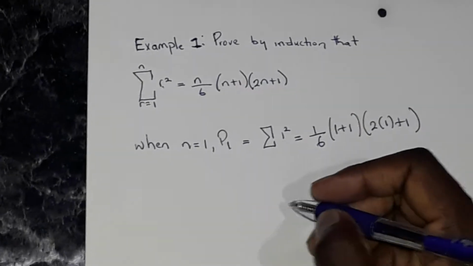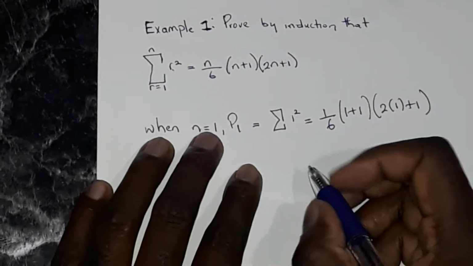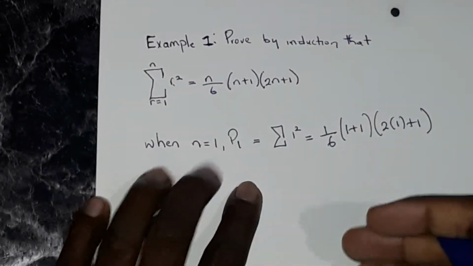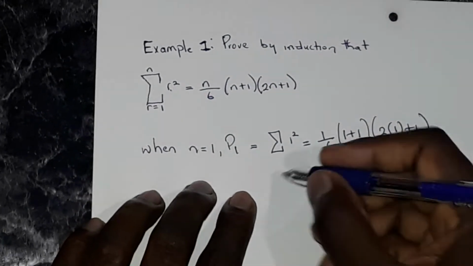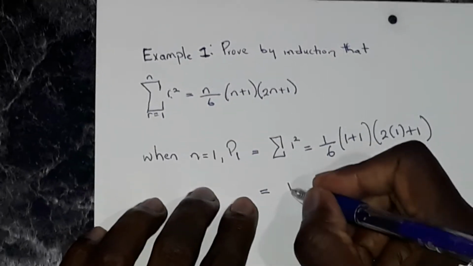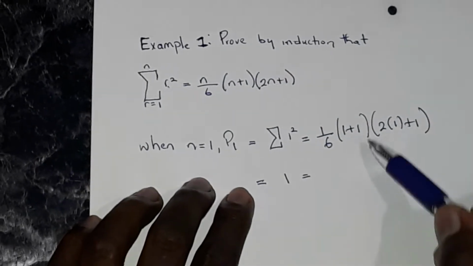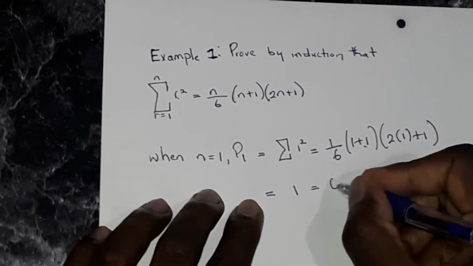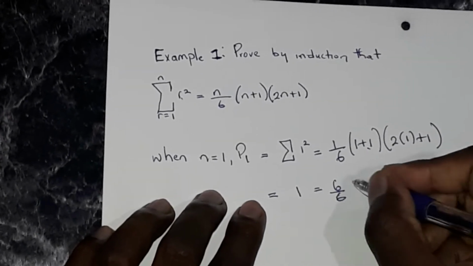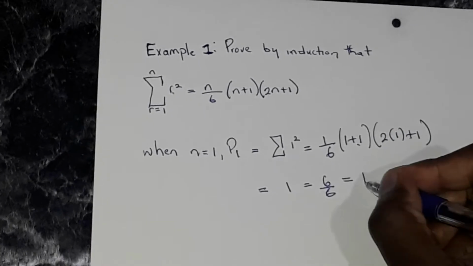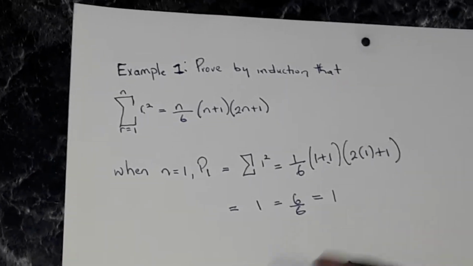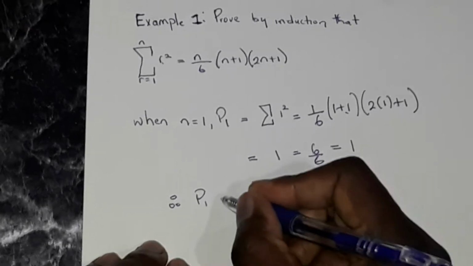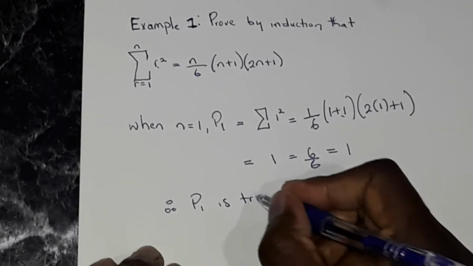So our aim is to try to get 1 on both the left hand side and right hand side to prove that step 1 is true. So this would give you 1 equal to 2 times 3, which is 6, over 6, which is equal to 1. So therefore P of 1 is true.